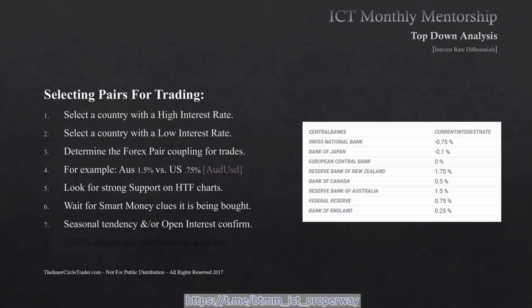It doesn't have to use every possible scenario. We only need one or two to confirm. And we are looking for US dollar index directional confirmation that qualifies the setup.